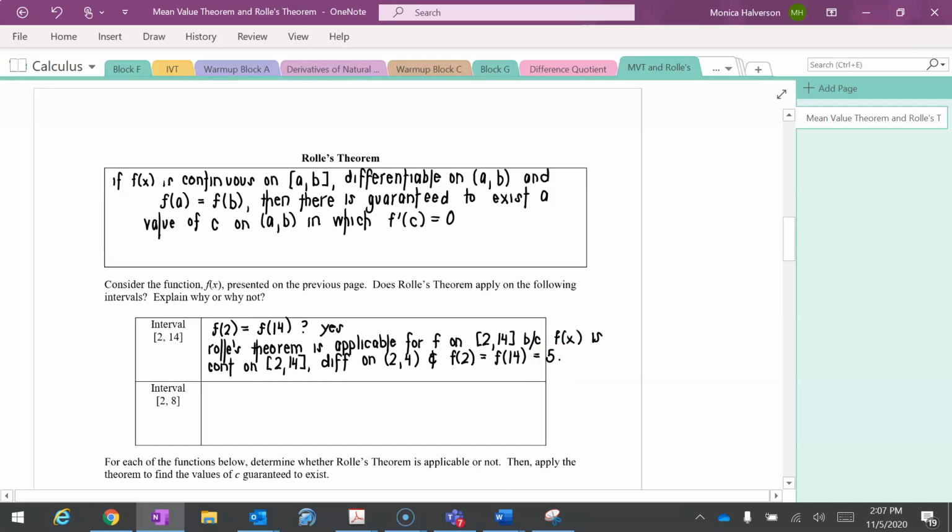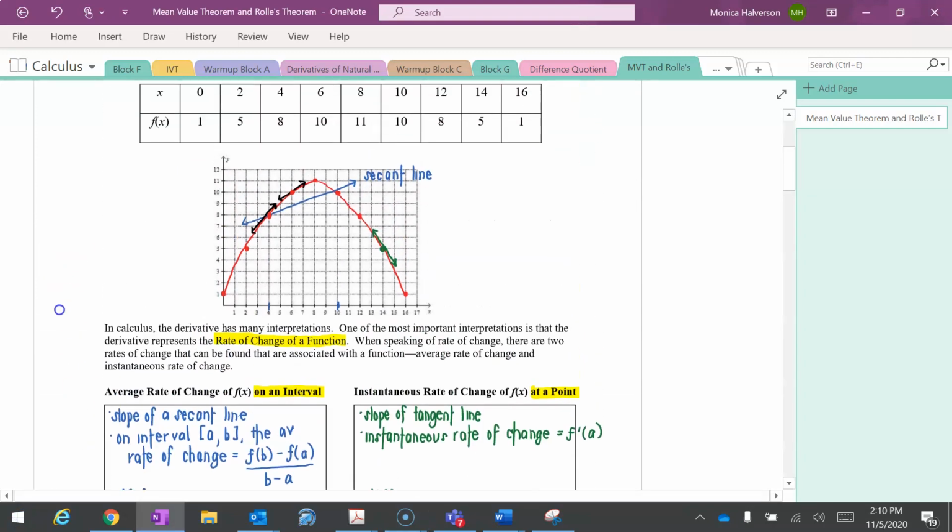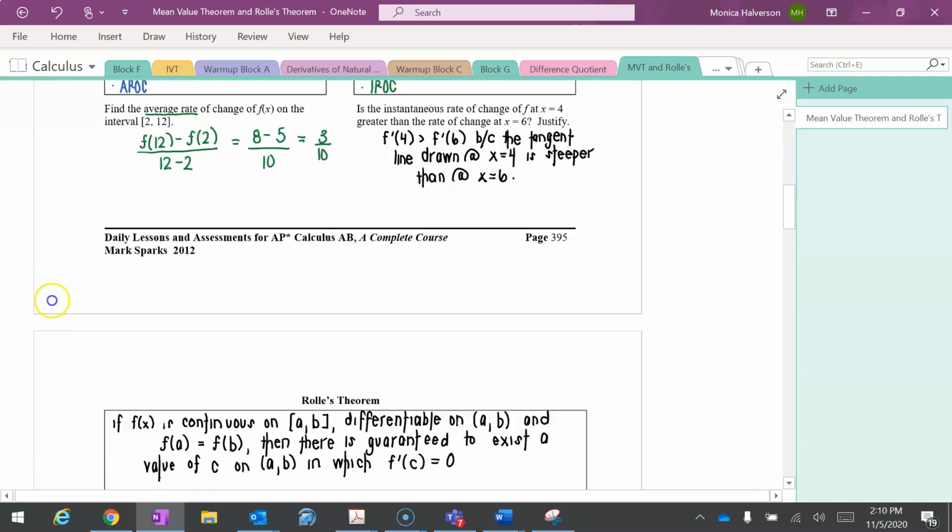All right, so then the question is, is there a value of C in which the first derivative will be 0? Because we're saying Rolle's theorem is applicable, that means that there is a guaranteed C value in which the first derivative will be 0, which means that we'll have a relative max or min in our original function. Well, if we look at our graph, we absolutely do have a C value in which we will have a first derivative equals 0. And that C value is 8.